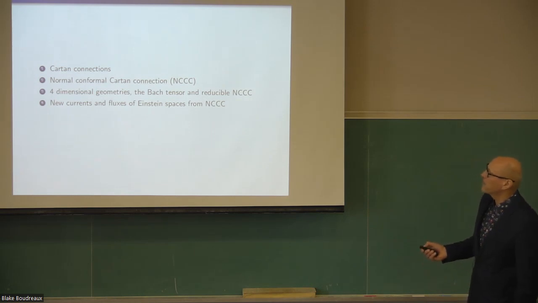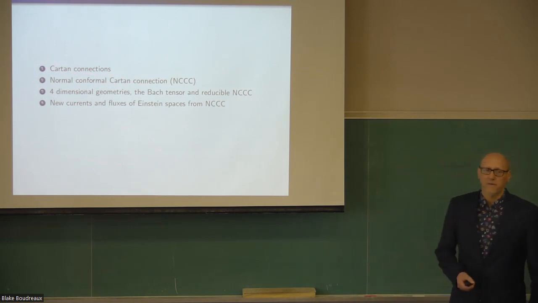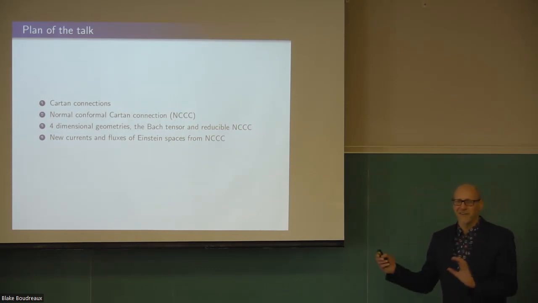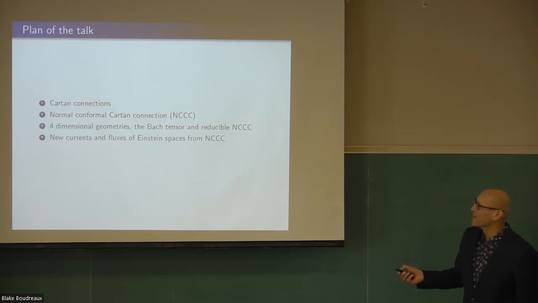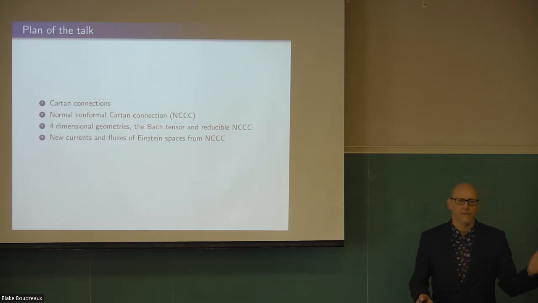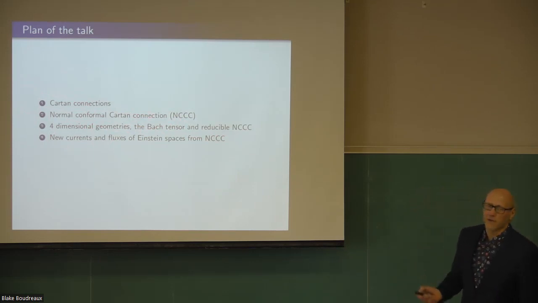So the plan of the talk: I will very quickly recall the definition of Cartan connections, which is a little tricky because Cartan invented all the connections, but the connections we usually use are not called Cartan connections. A Cartan connection is not what you usually call a connection, so it's even more tricky. That's why I will have one slide on this. Then I will define what a normal conformal Cartan connection is. This is a connection which is assigned to a conformal class of metrics. Given a metric tensor up to conformal rescaling, this connection will be uniquely defined, and it codes some conformally invariant information about this geometry.